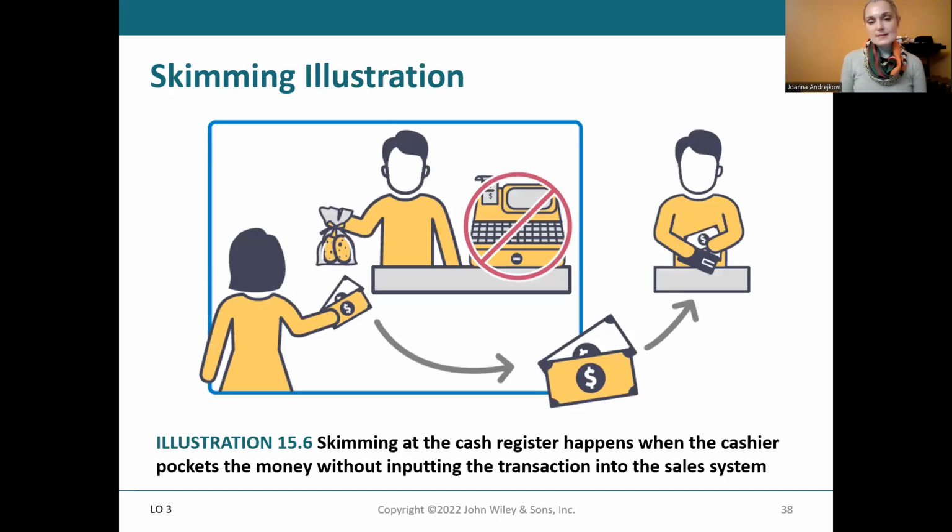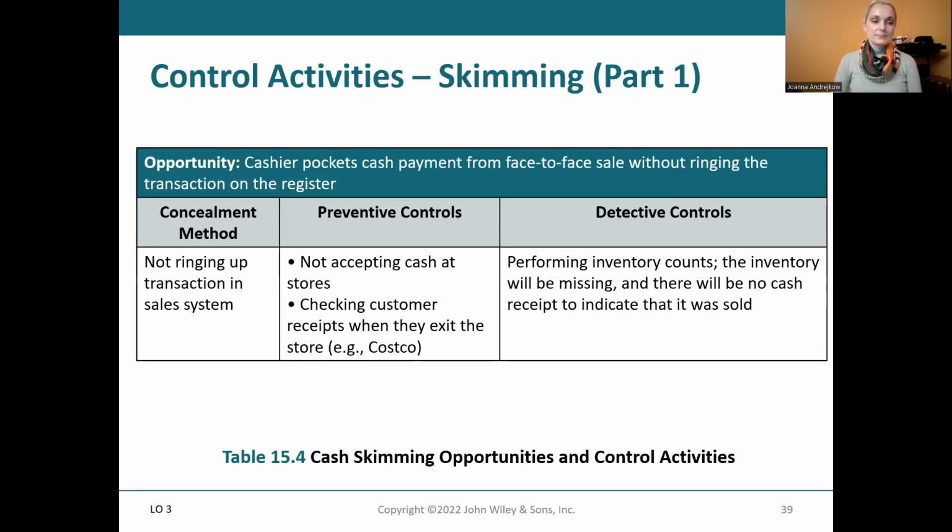So here is an example. As I stated, you have a transaction occurring, the employee is pocketing the cash and they're not even recording it in the cash register or point of sale system. So here is an example of this type of fraud and what kind of controls can be used to deter it.